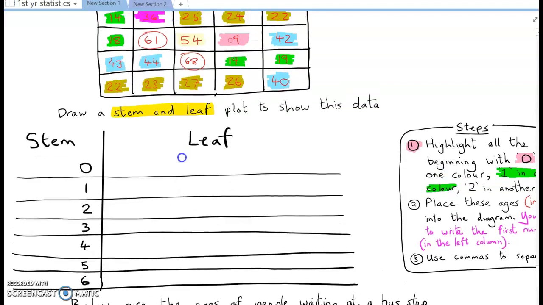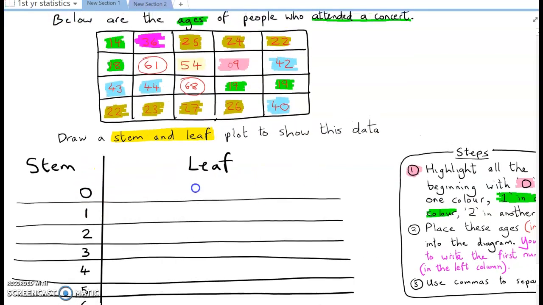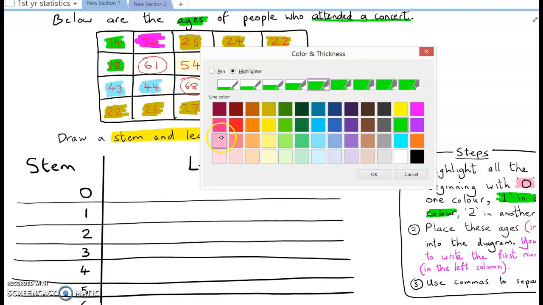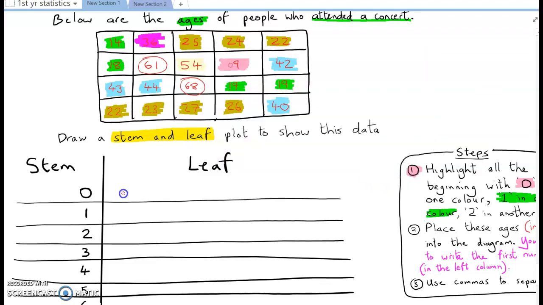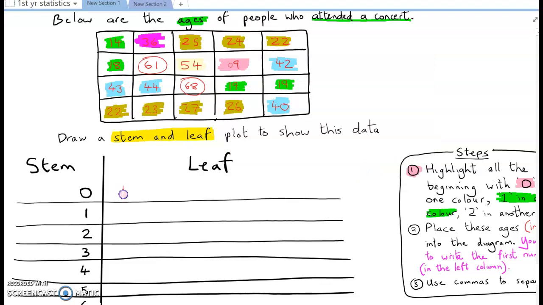Now I have to place the numbers that begin with 0. Where are they? I have to place them along this line. So where's the numbers that begin with 0? Well, I've only got 1, don't I? I've only got that 9. So I'm going to fill it in here. 9. Make it a bit dark. 9 in there. So I've done that one. I can cross it off. It's gone.